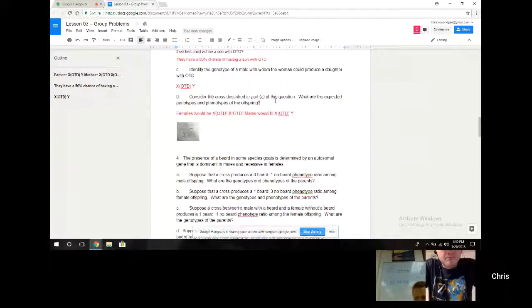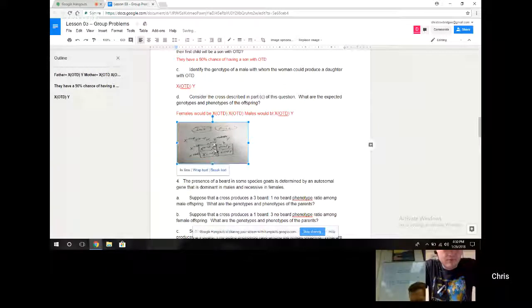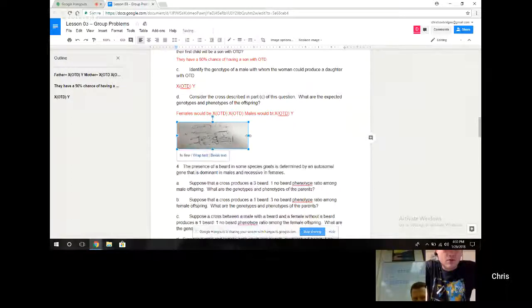Consider the cross described in part C of this question. So this cross, or the expected genotypes and phenotypes of the offspring. So the females would have to be this, and the males would be this. Again, I have another picture here I can blow up a little bit to show you. This is how I worked it out. I just wrote X OTDs here and did the crosses, and I just used the same Punnett square for both the answers that needed it. Sorry that my handwriting's a little scribbly, but that's how I worked it out.